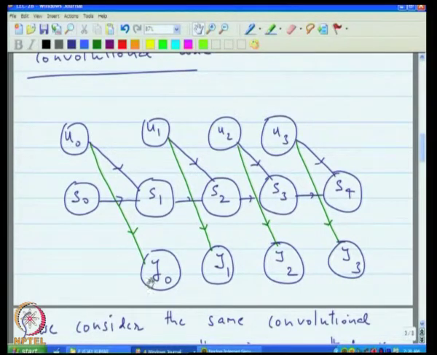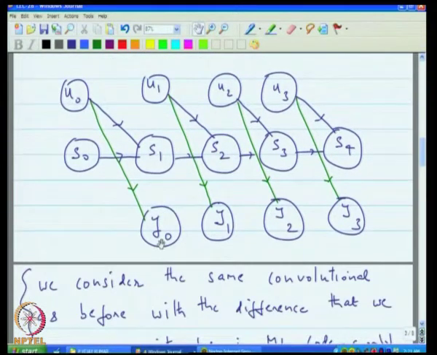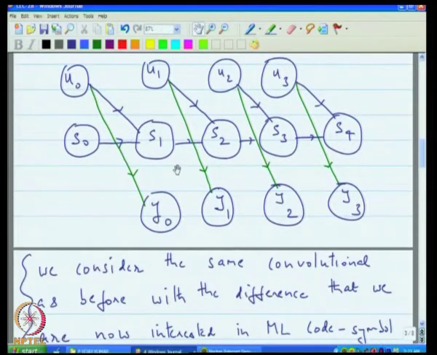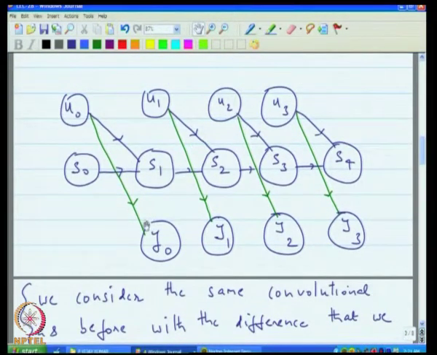Now, although I have written y0, in general y0 is an n tuple. For example, if you are looking at a rate 1 by n convolutional code, each y0 is a string of n binary symbols, but we will not get into that. That is getting into too much detail, and that might clutter up the main concept.